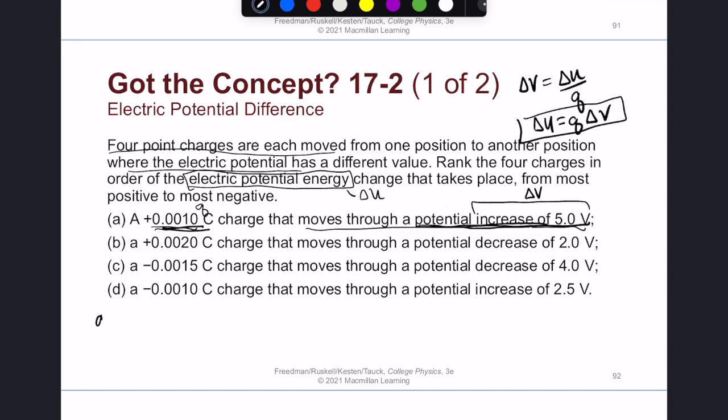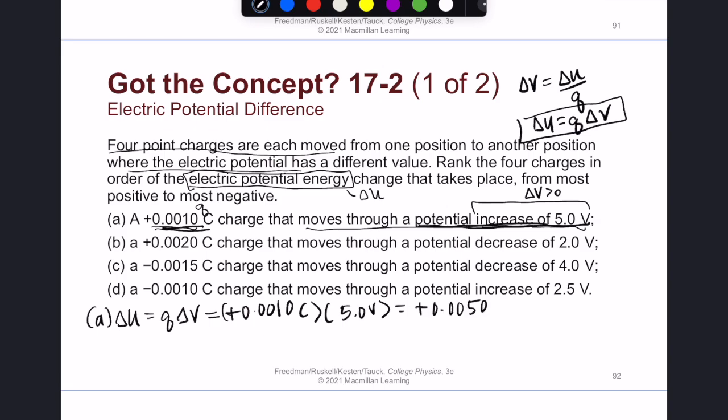So for part A, our delta U value is simply going to be equal to Q delta V. Our Q is positive, and our delta V is an increase, right? So that means it's a delta V greater than 0. So it's a positive value, positive 5 volts. And when we multiply those together, we get a positive value. And the units are joules for energy.